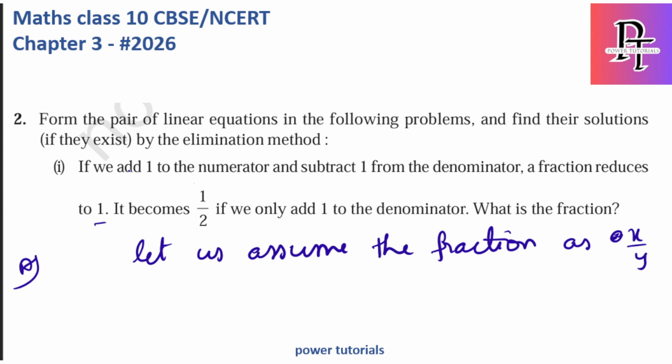What is the first condition? If you add 1 to the numerator, it becomes x plus 1, and subtract 1 from the denominator, that is y minus 1, the fraction reduces to 1. This is the first condition. Second, it becomes half if you only add 1 to the denominator. These are the conditions. So just cross multiply.